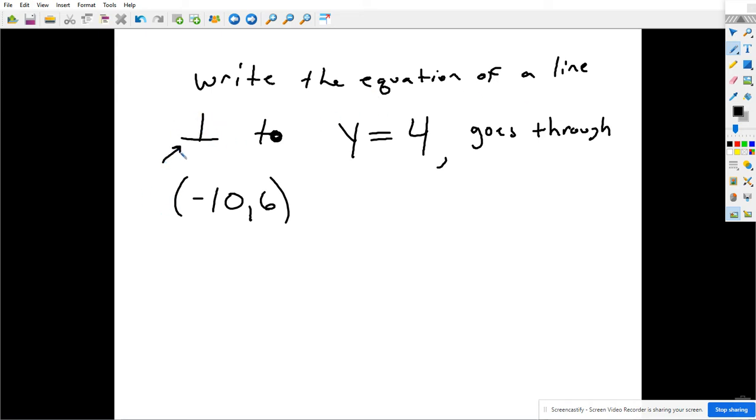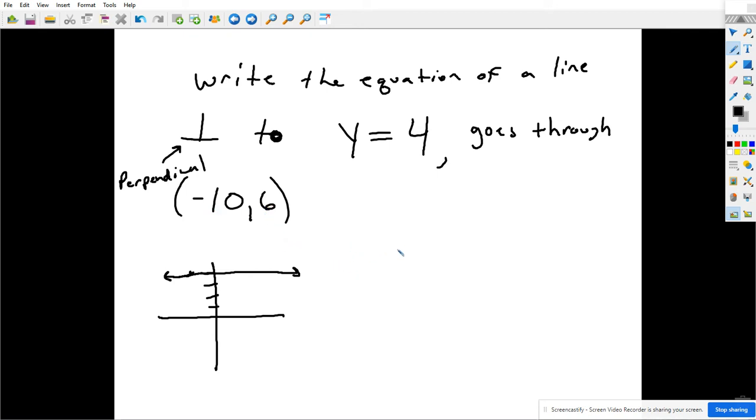This means perpendicular to. So that just means perpendicular to y equals 4 and goes through (-10, 6). What does the line y equals 4 look like? Y equals 4 is a horizontal line that looks just like this, right? So what would a perpendicular line to a horizontal line be? It would be a vertical line. So I'm looking for the vertical line that goes through the ordered pair (-10, 6).